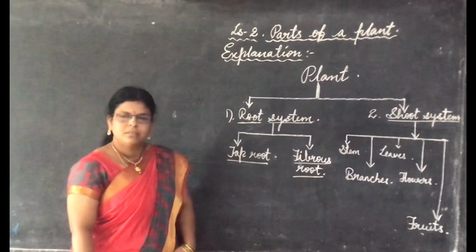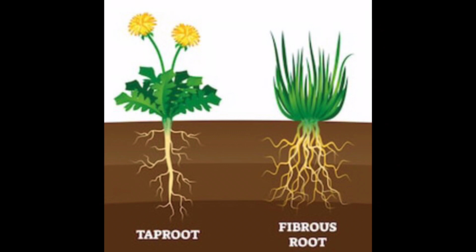The first one is called a taproot and the second one is called a fibrous root. Here children, isn't it? So what do you mean by a taproot? Now let me clarify. The roots are divided into two types. What do you mean by taproot and what do you mean by fibrous root? Some plants have one main root which grows from the lower end of the stem.